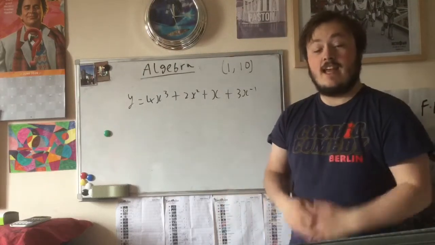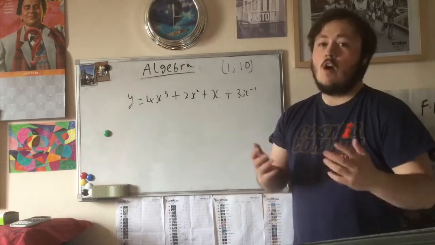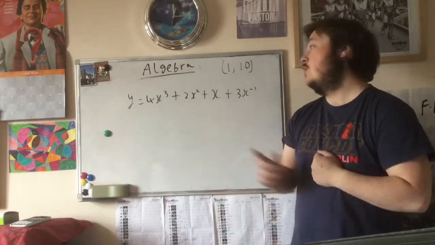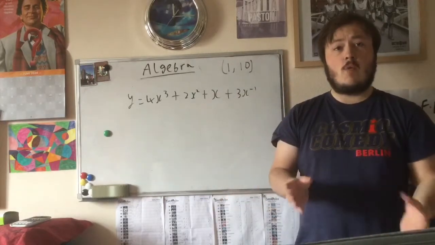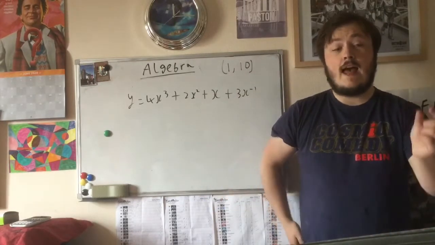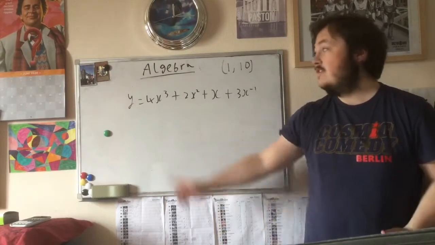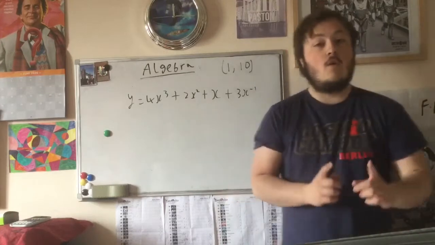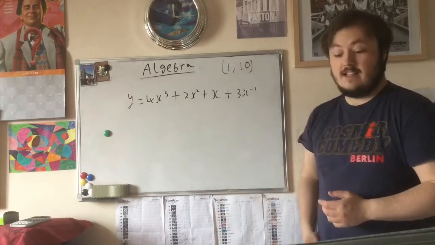Now yesterday we went over differentiation and how we could find the gradient of the equations once we differentiated them, when we have the coordinates. And I set you a challenge to create two equations of lines where one of them is parallel and one of them is perpendicular to this one. So what we need to do firstly is find the gradient by differentiating this equation.